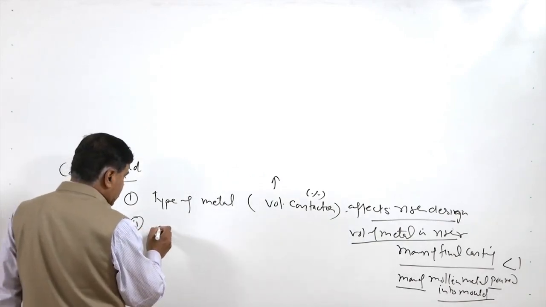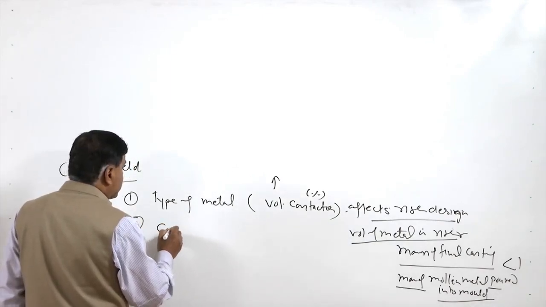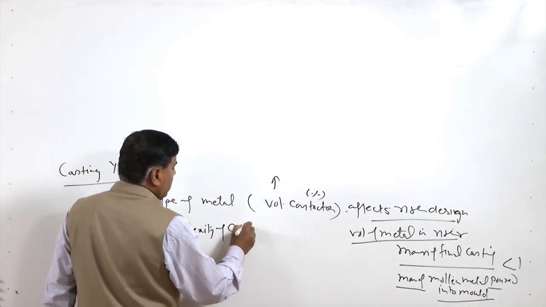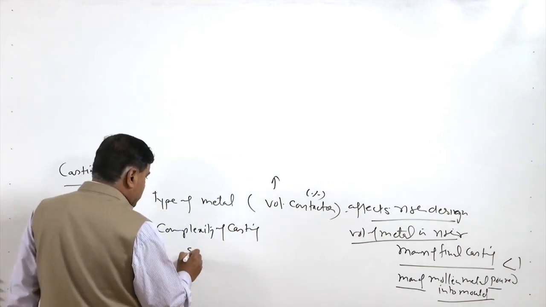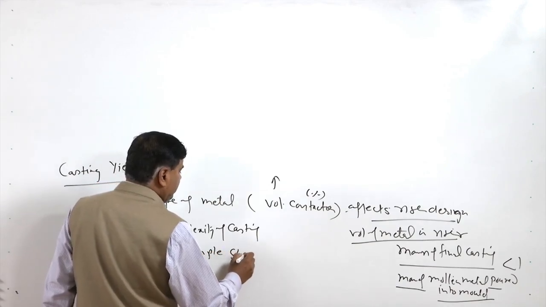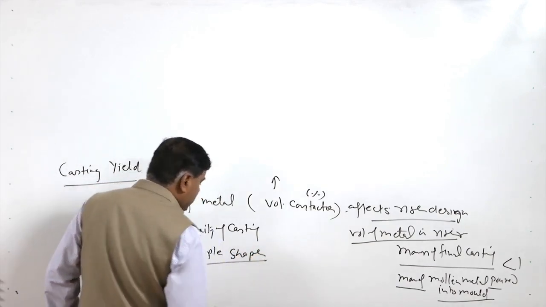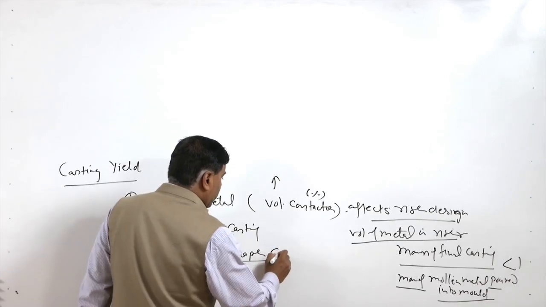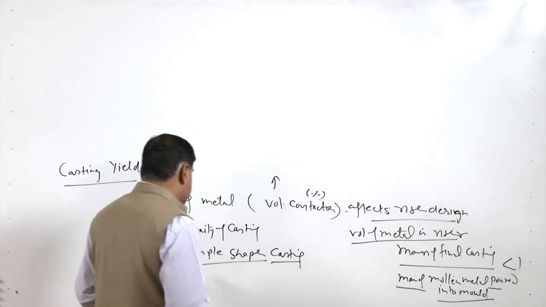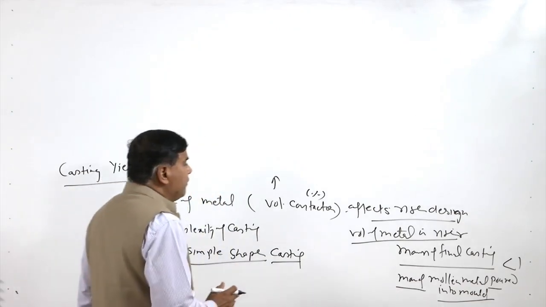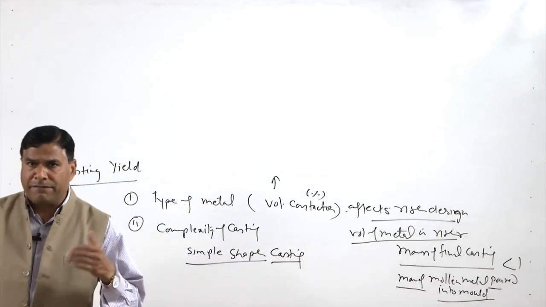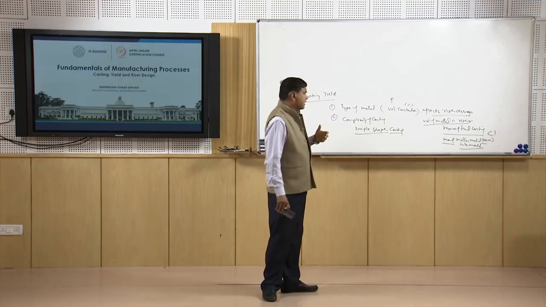Which in turn will reduce the yield of the casting. Another factor is the complexity of the casting. Simple shape castings do not require extensive risering, but in the case of complex castings we may require more than one riser, so that they can feed the molten metal wherever it is required.